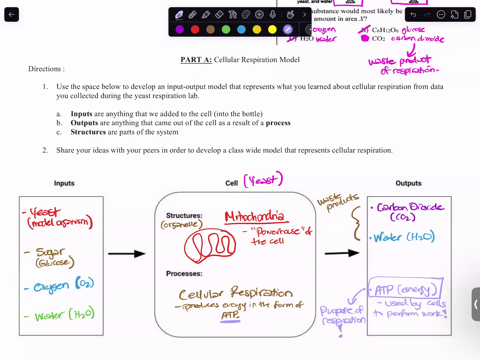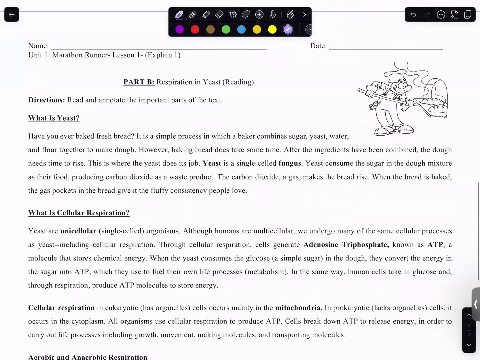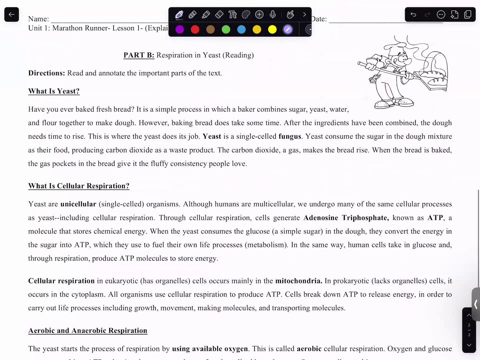Okay? All right, you guys are doing great, I'm sure. Let's get a little reading in, right? Because the test at the end of the year is going to be heavily a lot of reading comprehension. So we want to make sure that we're always making time for literacy and things of that nature. So read and annotate the important parts of the text.